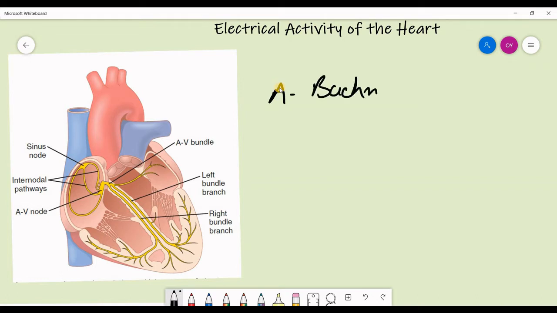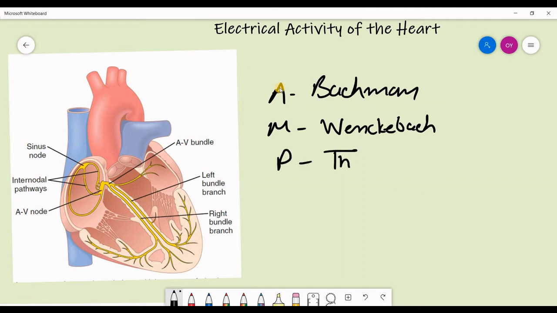Those three internodal fibers are: the anterior one is called Bachmann, the middle is called Wenckebach, and the posterior is called Thorel. So mainly through these three fibers the impulse reaches the AV node.